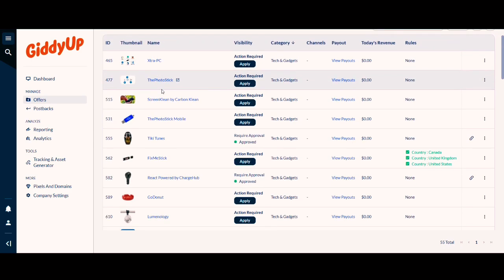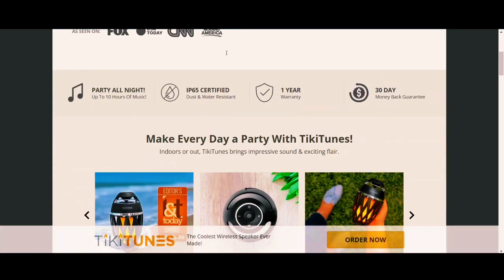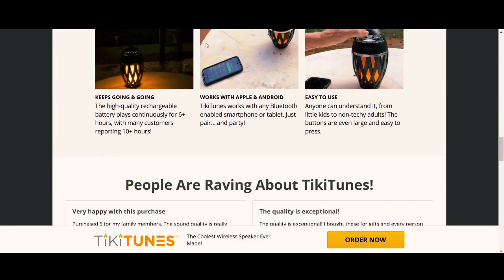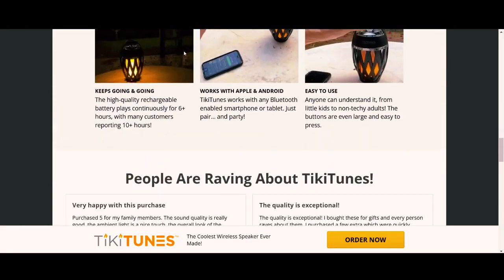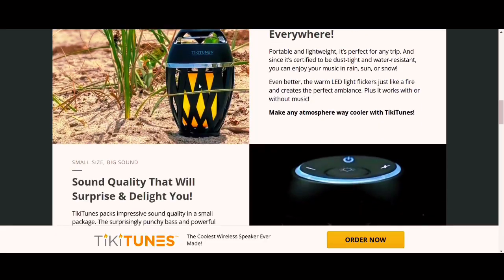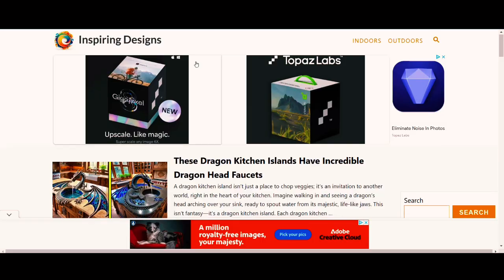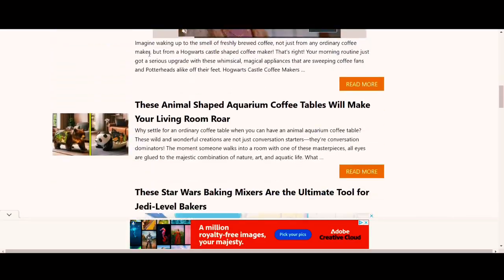And now we can see a lot of these interesting products. So here's a product I could promote, and I think this one pays like 50% commission or something like that, but it's this cool little outdoor tiki torch light thing that plays music or something like that. But these are cool products that you could create articles about on a website like this.